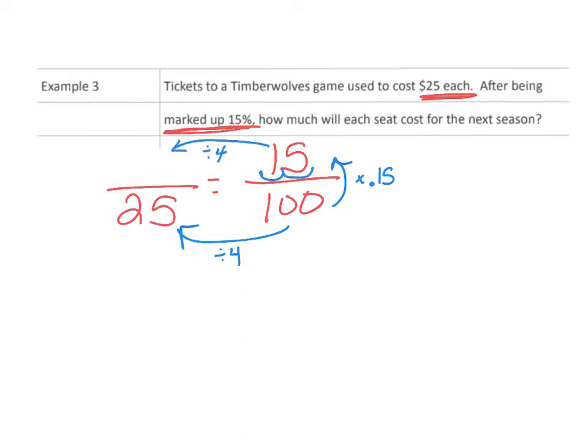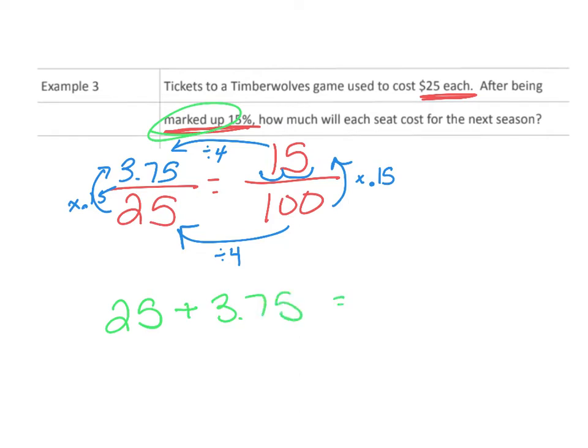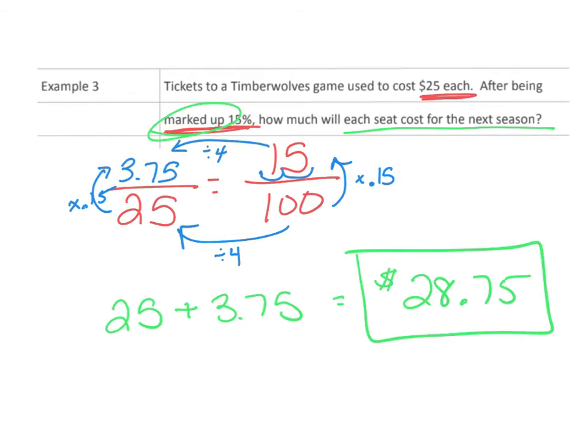15 divided by 4 gives me 3.75. 25 times 0.15 should give me the same price of 3.75. Now, this is a markup, so I'm starting with the original price of the Timberwolves tickets. I'm going to add the 3.75. So how much will each seat cost next season? Each seat will cost $28.75. And there's my answer.